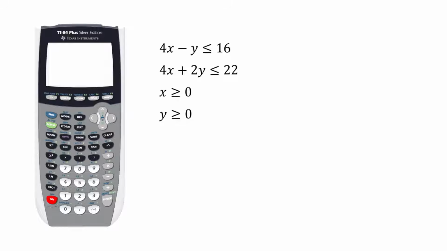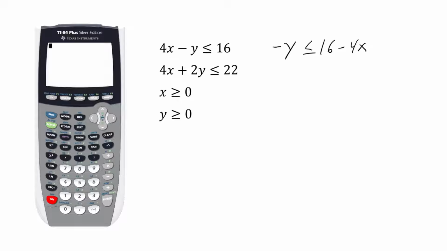In this video, we'll be looking at finding the corner points of the feasible region that's bounded by a system of linear inequalities. So for our example, we have 4 linear inequalities, and what we'll want to do is first graph them. To graph them, we need each of them to be in y equals mx plus b form. For our first equation, our first step will be to subtract 4x from both sides. So we'll have negative y less than or equal to 16 minus 4x.